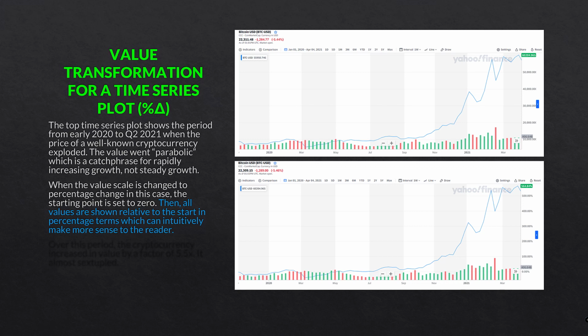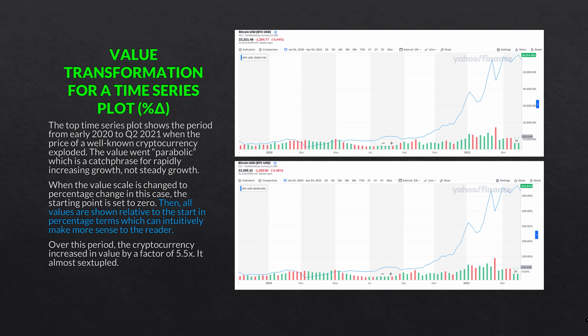In the time series plot on the top, we have the raw data, the actual price of this cryptocurrency over time. On the bottom, we have it represented as percentage change from when we started our graph. And it's always dependent on when you start. Here we started, it seems, at the beginning of 2020. If we started in mid-2020, our zero point would probably be a different number. So it's always relative to the start point.